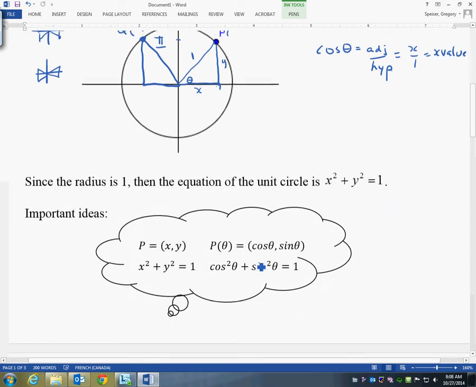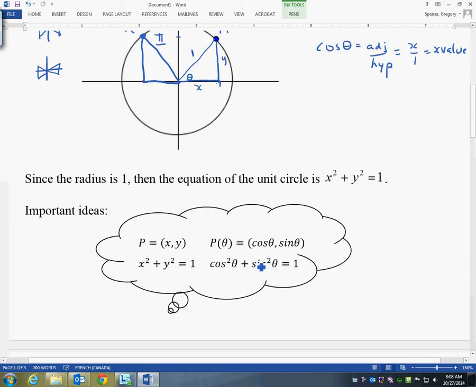So the important idea for this lesson is that if P is any point on the unit circle, then we could say that there is an ordered pair x comma y so that it satisfies x squared plus y squared equals 1. And another way to think of this is that this x is the same as the cos of the angle and y is the same as the sine of the angle.